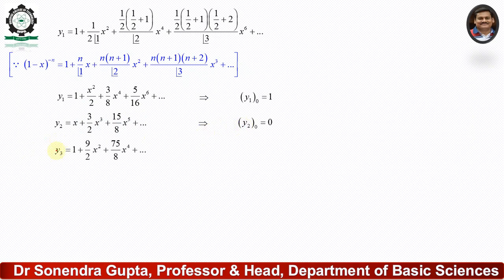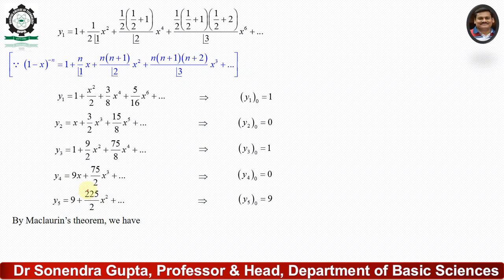Again differentiate y3 equal to 1 plus 9 upon 2 x square plus 75 upon 8 x to the power 4, putting x equal to 0, that means y3 of 0 equal to 1. Then again differentiate with respect to x, then y4 equal to 9x plus 75 upon 2 x cube, then putting x equal to 0, that means y4 of 0 equal to 0. And differentiate with respect to x, that means y5 equal to 9 plus 225 upon 2 x square, then y5 of 0 equal to 9. Now putting all these values in the Maclaurin theorem.